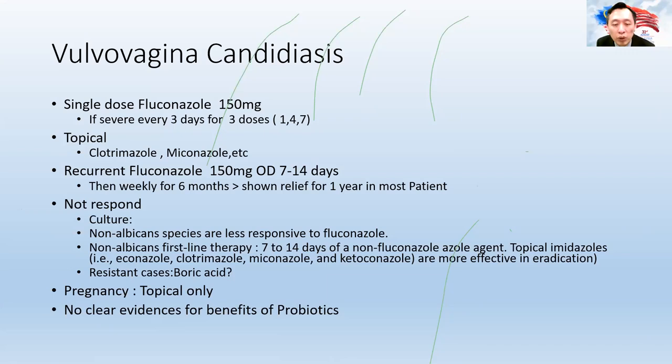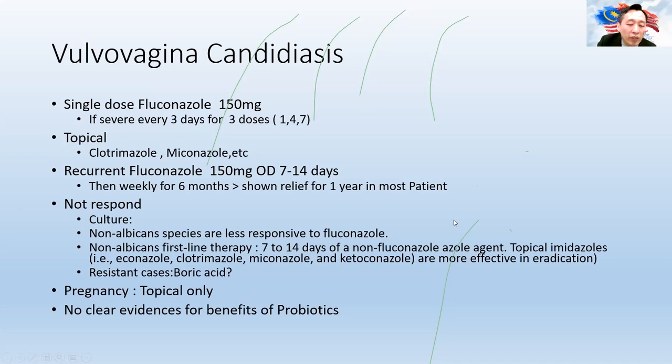For non-albicans, first-line therapy is most of the time a non-fluconazole agent. It can be an imidazole: econazole, clotrimazole, miconazole, and etc. They are effective in eradicating the non-albicans candidiasis. All right. Most of the time, if pregnant, you can only use topical because oral can cause miscarriage and also malformation. There's no clear evidence for probiotics in a case of vaginal candidiasis.